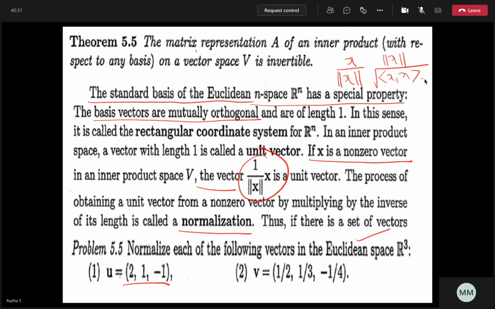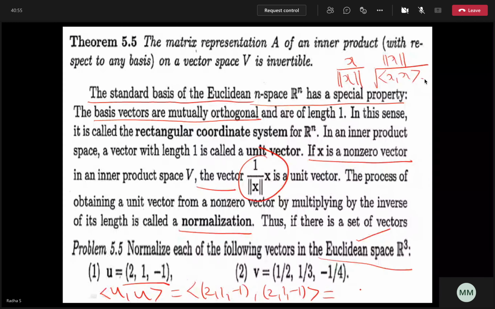So how do you normalize this vector? What is the norm of this vector? They have defined a Euclidean space here. If they don't specify any inner product, don't worry; you take the dot product. What is u comma u? 2, 1, minus 1 with 2, 1, minus 1. Can you find the dot product of these two vectors? 4 plus 1 plus 1, 6. So what is the norm of u? It is the square root of this, so it is root 6.